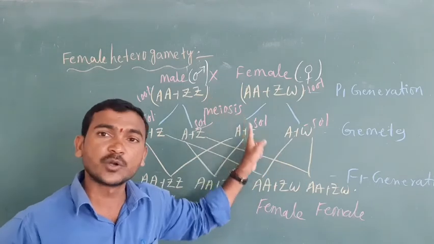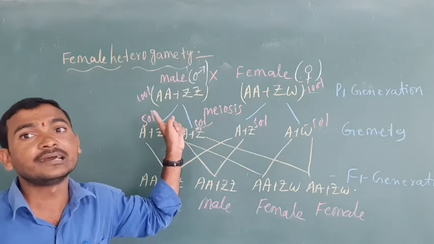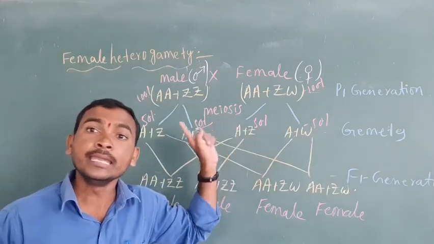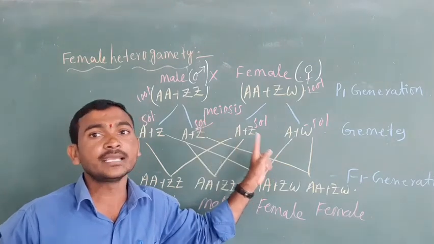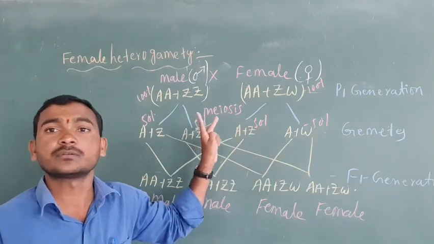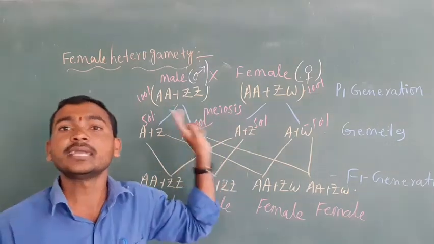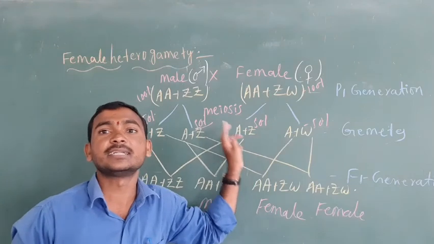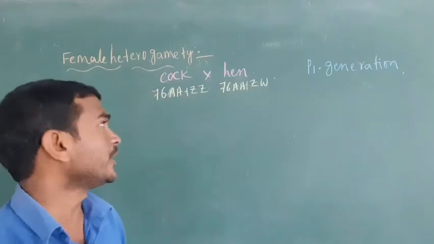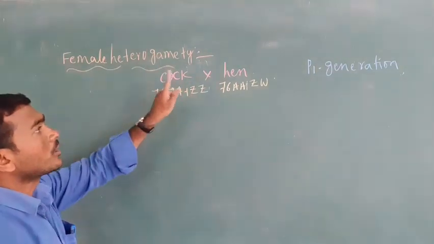The 50% role from the male, the 50% role from the female, like in human beings. But in honeybees, the male is 100% and the female is 50%, in which the sex determination in honeybees. In female heterogamety, now we can take the example of the cock and hen.